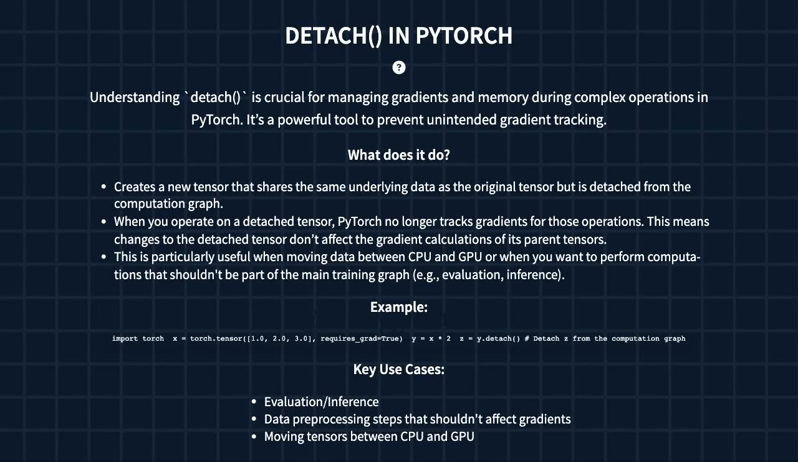Okay, let's talk about detach in PyTorch. It's a really handy function when you need to work with a tensor without affecting its gradient history. Think of it as creating a copy of the data that's separate from the main computation graph. When you operate on this detached tensor, PyTorch stops tracking how those operations contribute to the overall gradient calculations. This is super useful during evaluation or inference. You don't want your forward pass influencing your backward pass. It also helps when moving tensors between the CPU and GPU, preventing unnecessary gradient information being transferred.